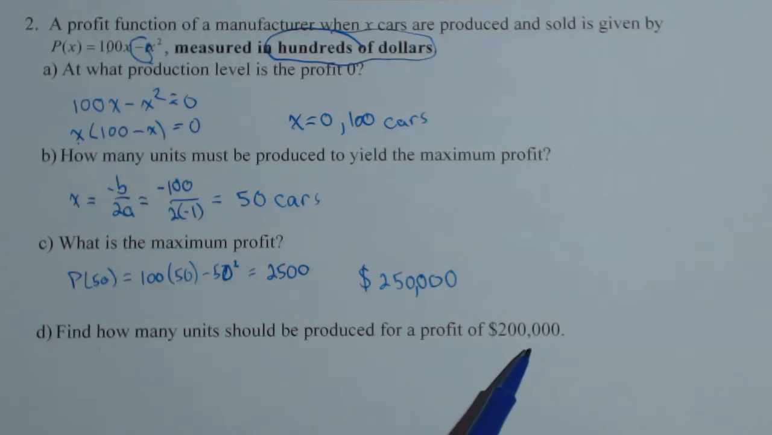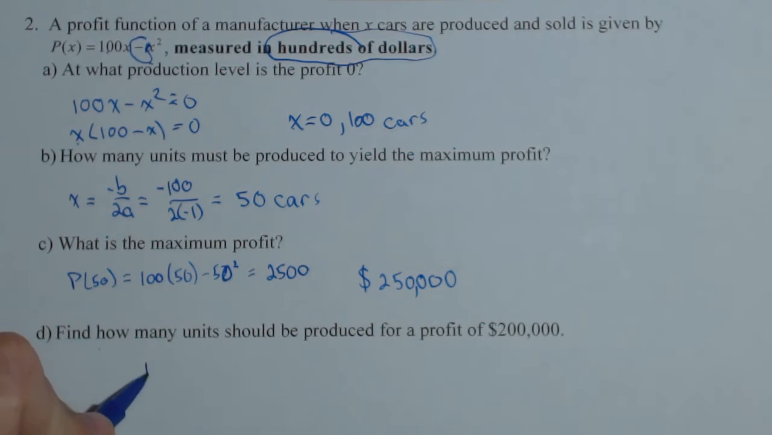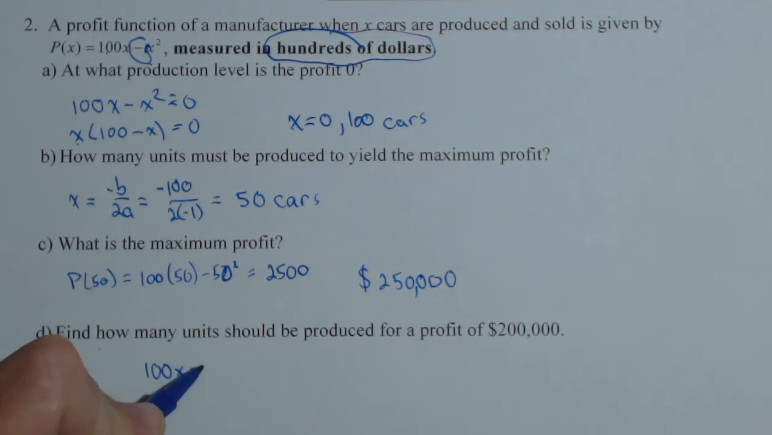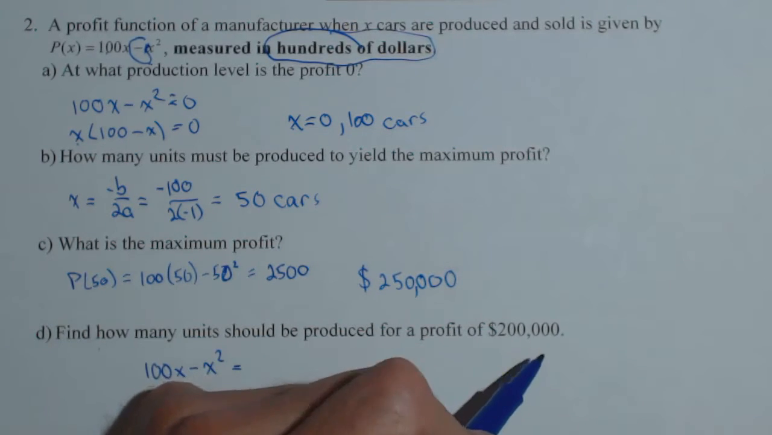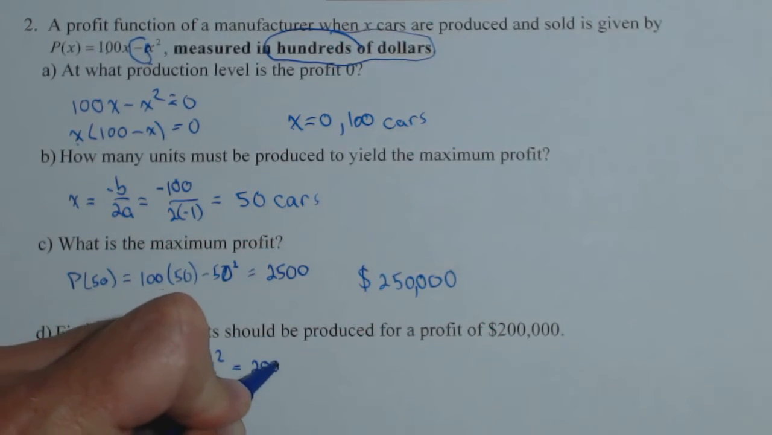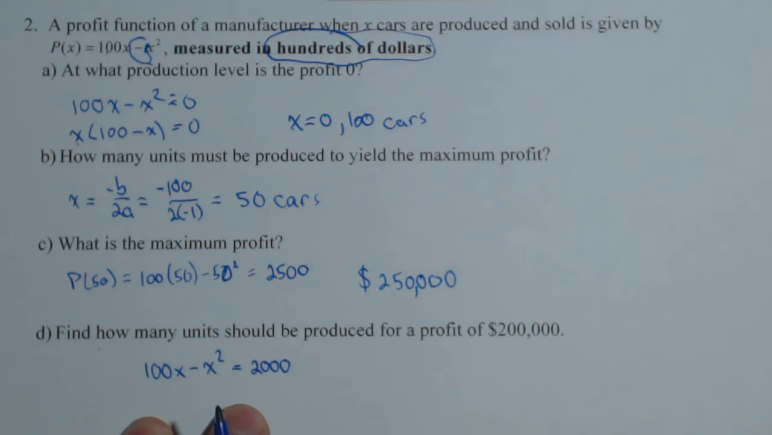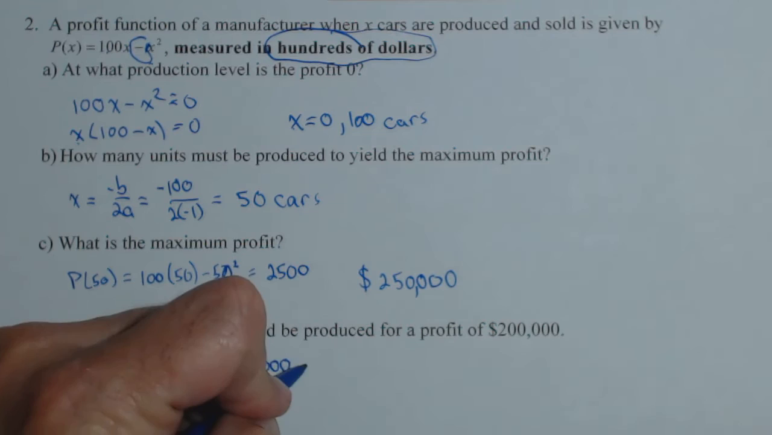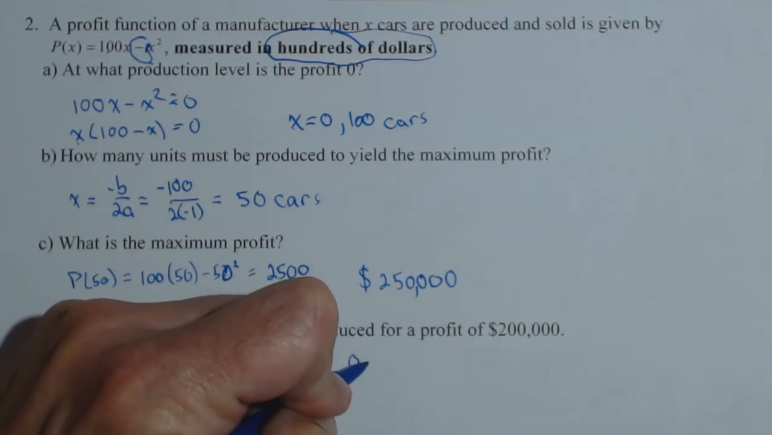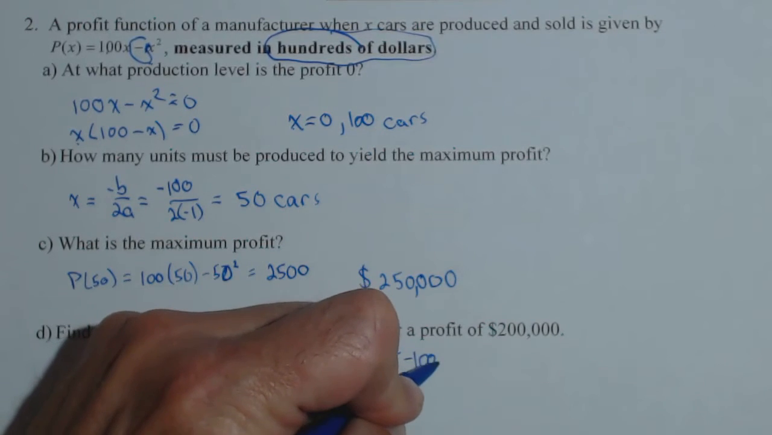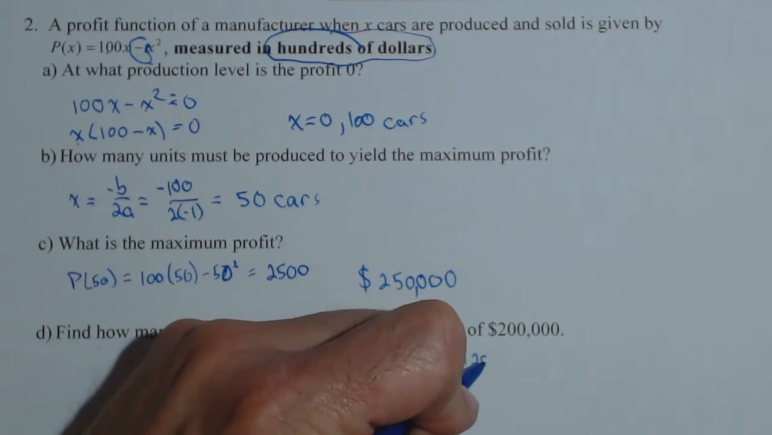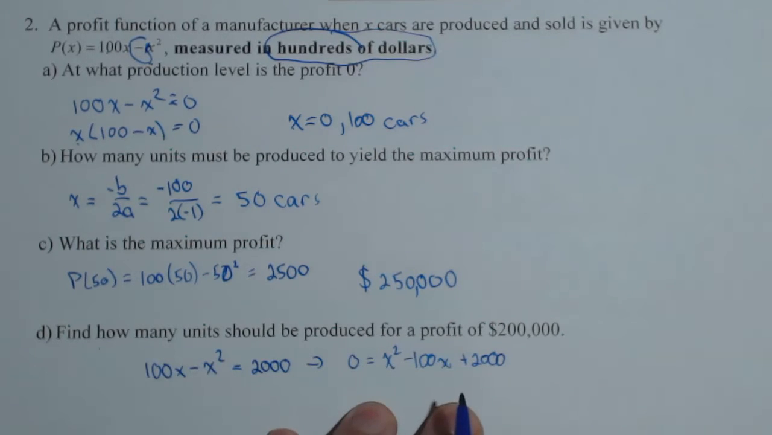How many units need to be sold for a profit of $200,000? When we set up our equation, 100x minus x squared equals, we're not going to set it equal to 200,000. We're just going to set it equal to 2,000, and this will be the equation we solve. One way of solving this is to get it all equal to 0. So 0 equals x squared minus 100x plus 2,000. And then this can be used in the quadratic formula, and that'll work out just fine.